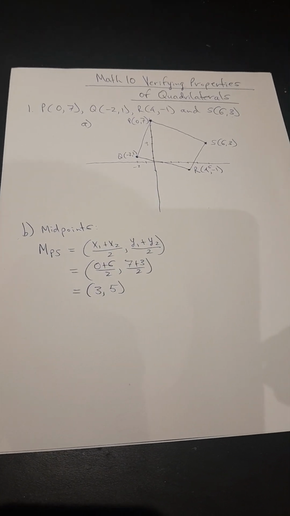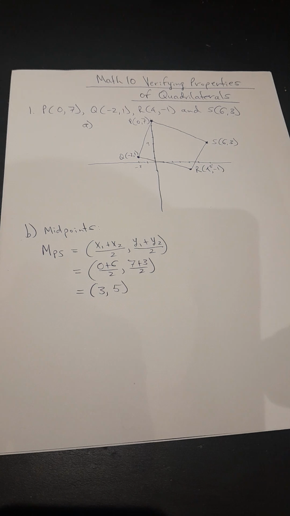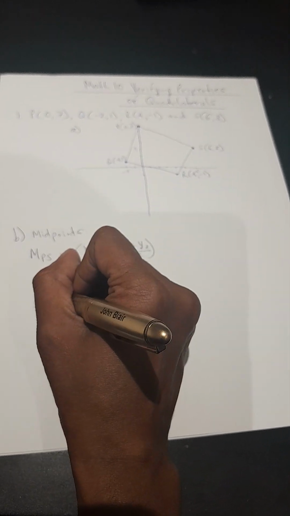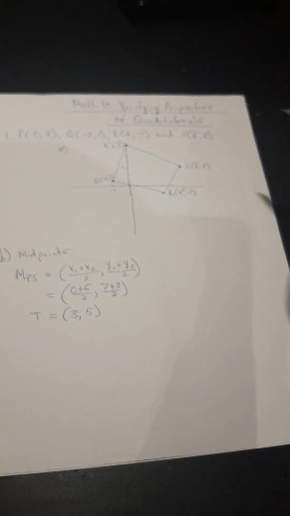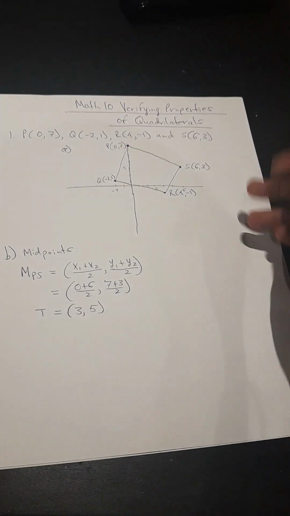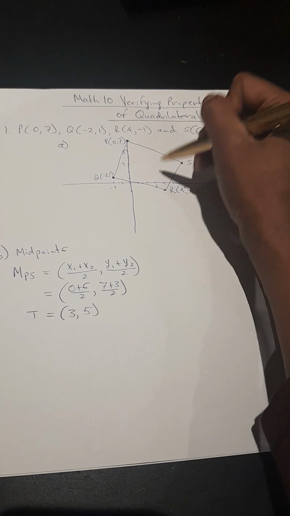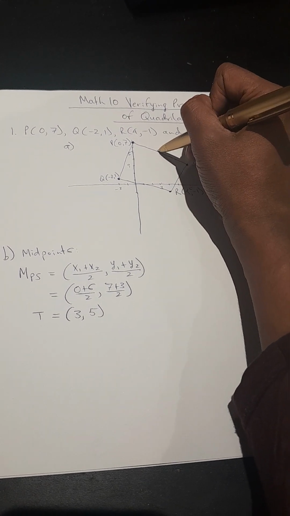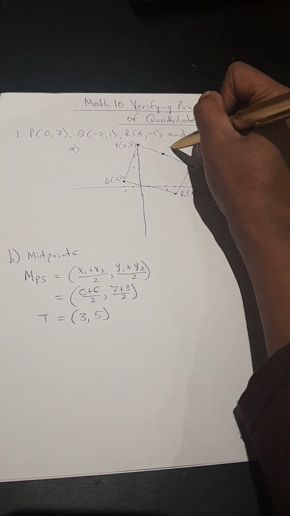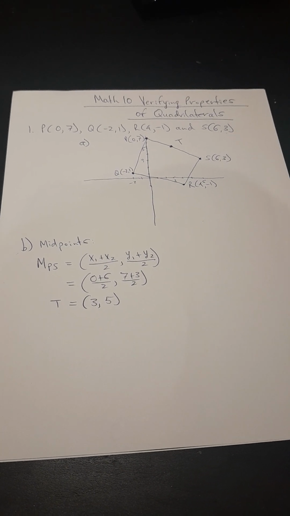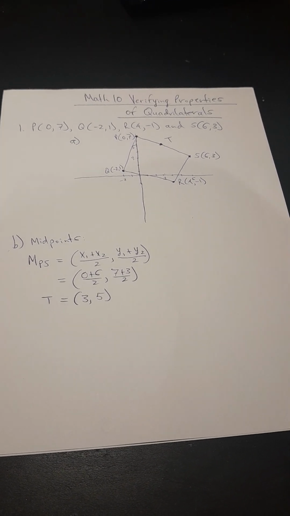And in the question, it says the new quadrilateral is T, U, V, and W. So I'm going to make this my point T. Also, let's graph it on here so you can see. So 5 is up here. So this is 3 and 5. So this is my point T. Even though this is a sketch, it is very accurate as I'm graphing it out.